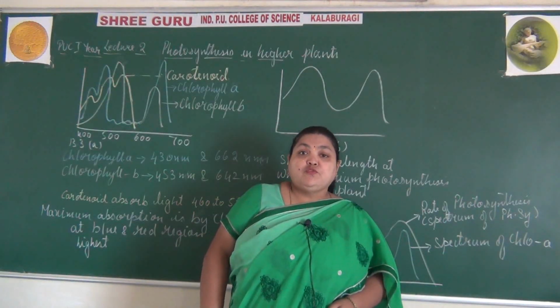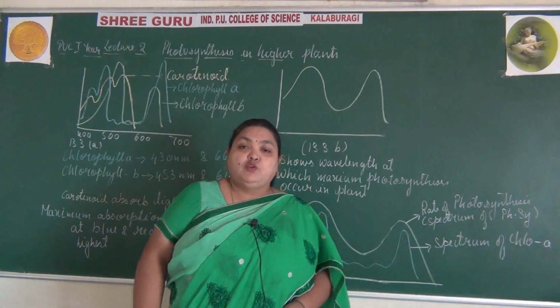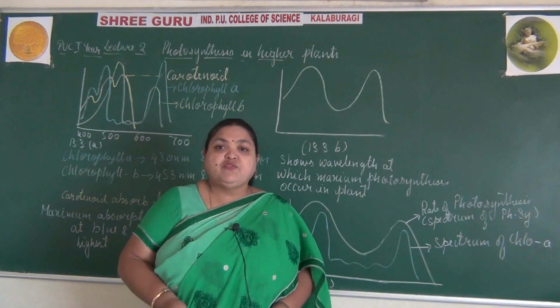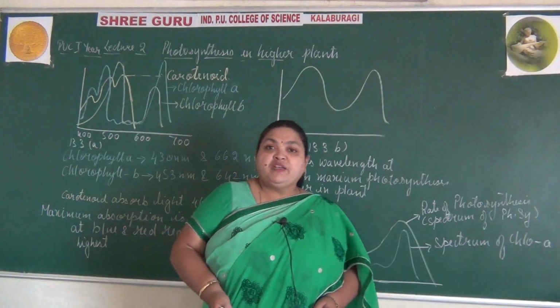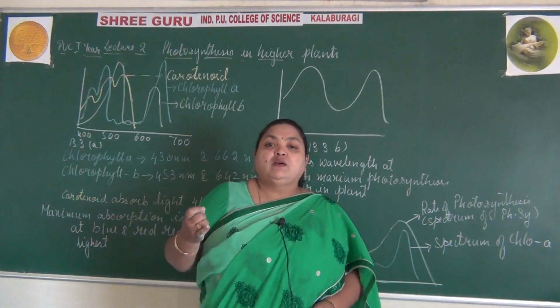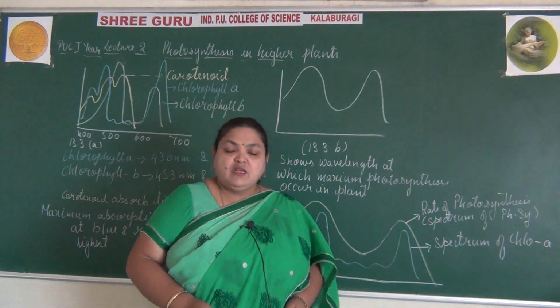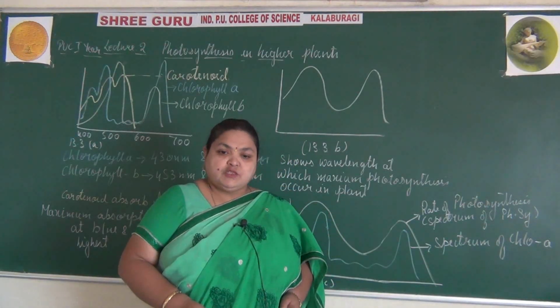What is the definition of photosynthesis? What is the importance of photosynthesis? What are its significances? And what are the raw materials? In the raw materials, we have learnt the water, the carbon dioxide, light, and the chlorophyll pigments that are necessary for the process of photosynthesis.